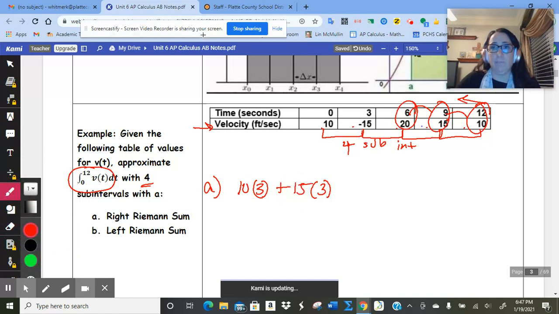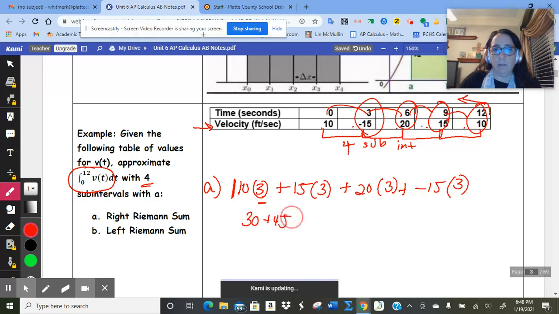15, there we go, times the change of 3, plus this guy, which the output, that's what we're looking at, is the 20, times the change of 3, plus this guy, negative 15, times the change of 3. So this is kind of the base times the height going on for all of these. So then we can put them all together. When I simplified my right Riemann sum, I got 90. Oh yeah, look, those cancel.